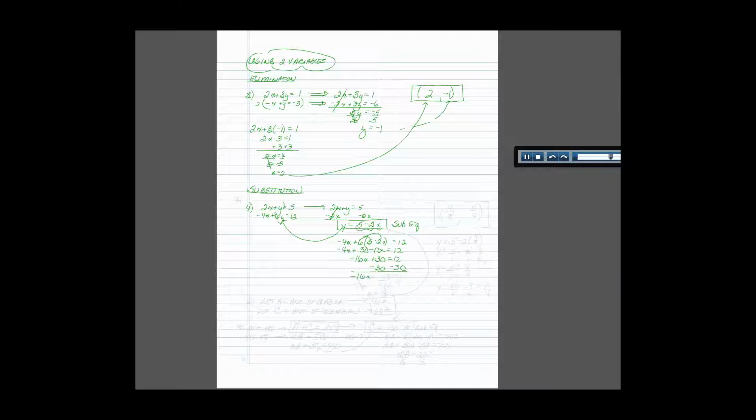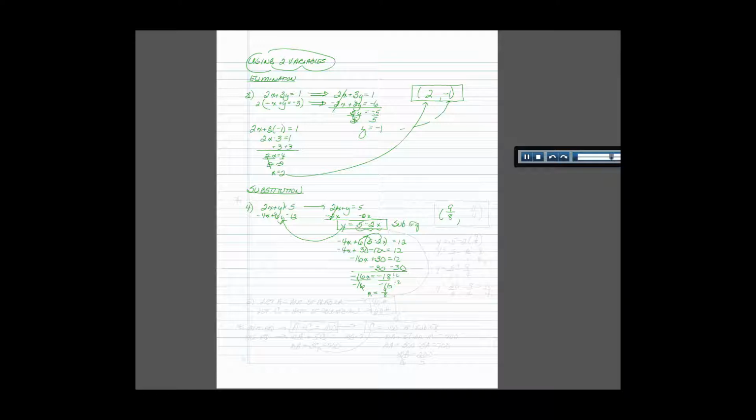Negative 16x equals negative 18. Divide by the coefficient, and you get x equals, if you simplify that by dividing by 2, negative over negative is positive, and we end up with 9/8. That would have been the first part of the point of intersection.